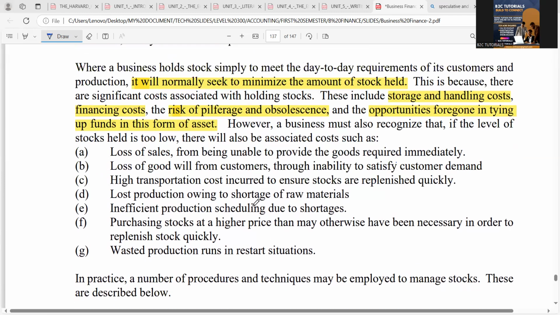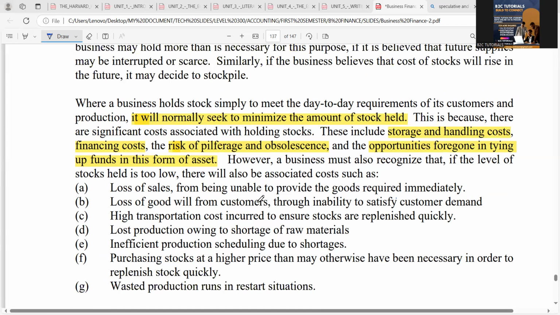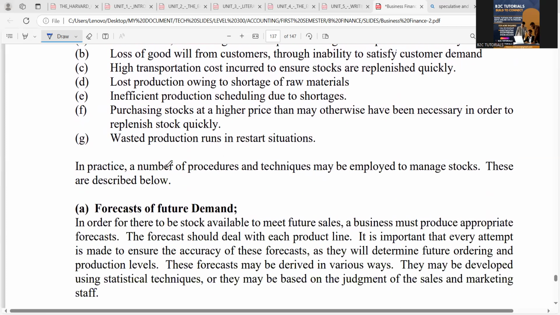So these are some of the situations in which, if you keep too high stocks, the costs you incur, and if you keep too low stocks, some costs you'll be incurring. Now it says that in practice, a number of procedures and techniques may be employed to manage stocks. So how do you manage stocks? There are a variety of ways in which you can manage stocks.